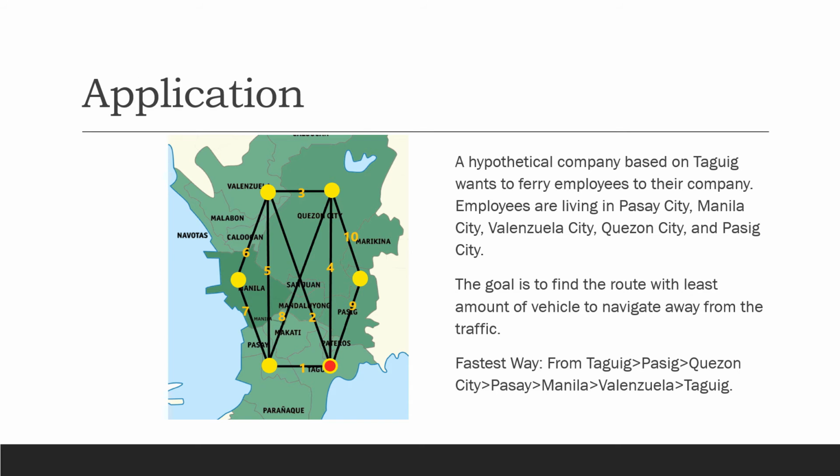So the fastest way would be from Taguig to Pasig to Quezon City to Pasay to Manila to Valenzuela and back to Taguig, with just a total of 32 vehicles in the route. The next fastest would be from Taguig, Pasay to Manila to Valenzuela to Quezon City to Pasig and back to Taguig with 36 vehicles, making it slower because there are more vehicles.